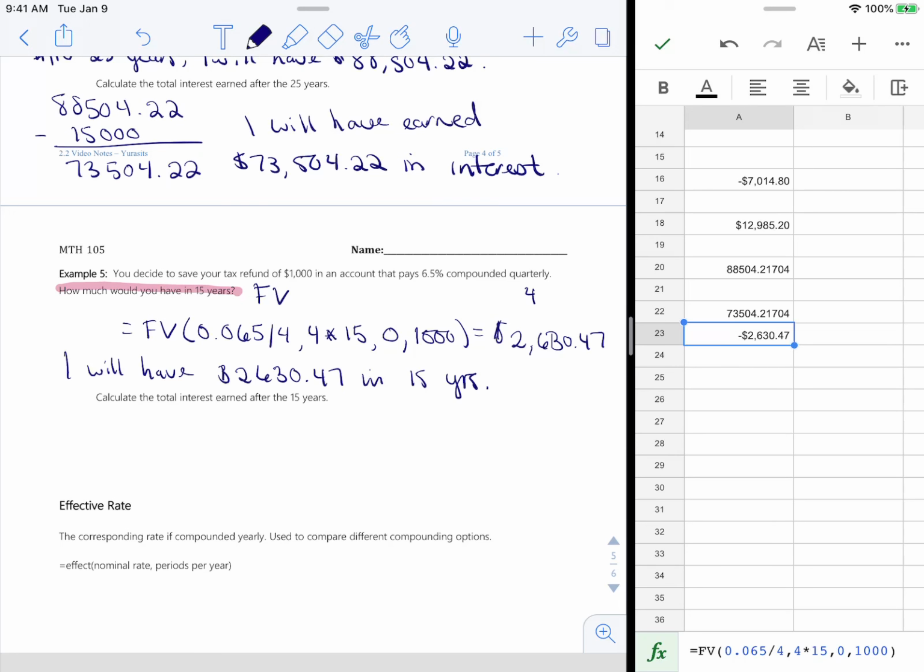What's the interest? Okay, well, we can probably just do this in our heads, right? If I end up with $2,630.47 and I put in 1,000, looks like I'll have $1,630.47 in interest. So I earn $1,630.47 in interest.